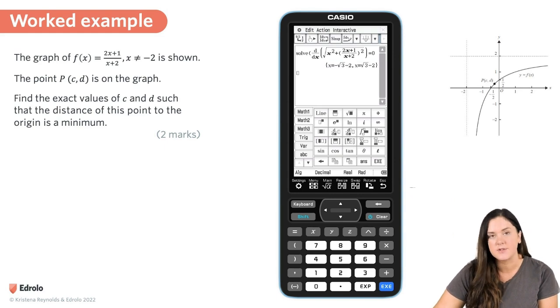So x equals square root of 3 take away 2. That's going to be our bigger value. So if we let C equal the square root of 3 take away 2, and then we're going to find what D is using that.